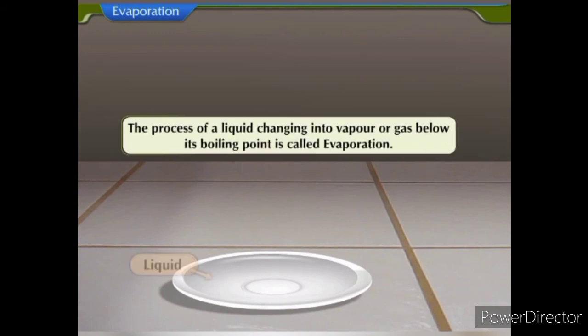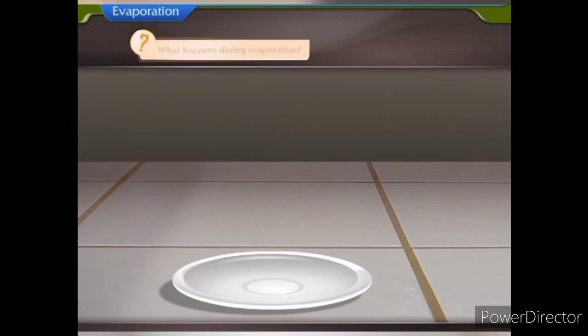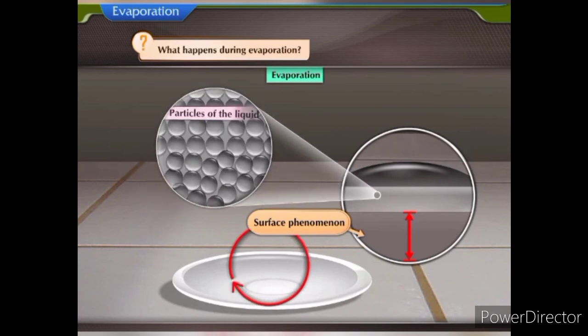The process of a liquid changing into vapor or a gas below its boiling point is called evaporation. What happens during evaporation? Evaporation is a surface phenomenon. Particles of the liquid on the surface gain energy to overcome the forces of attraction present in the liquid and change into the vapor state, causing evaporation.